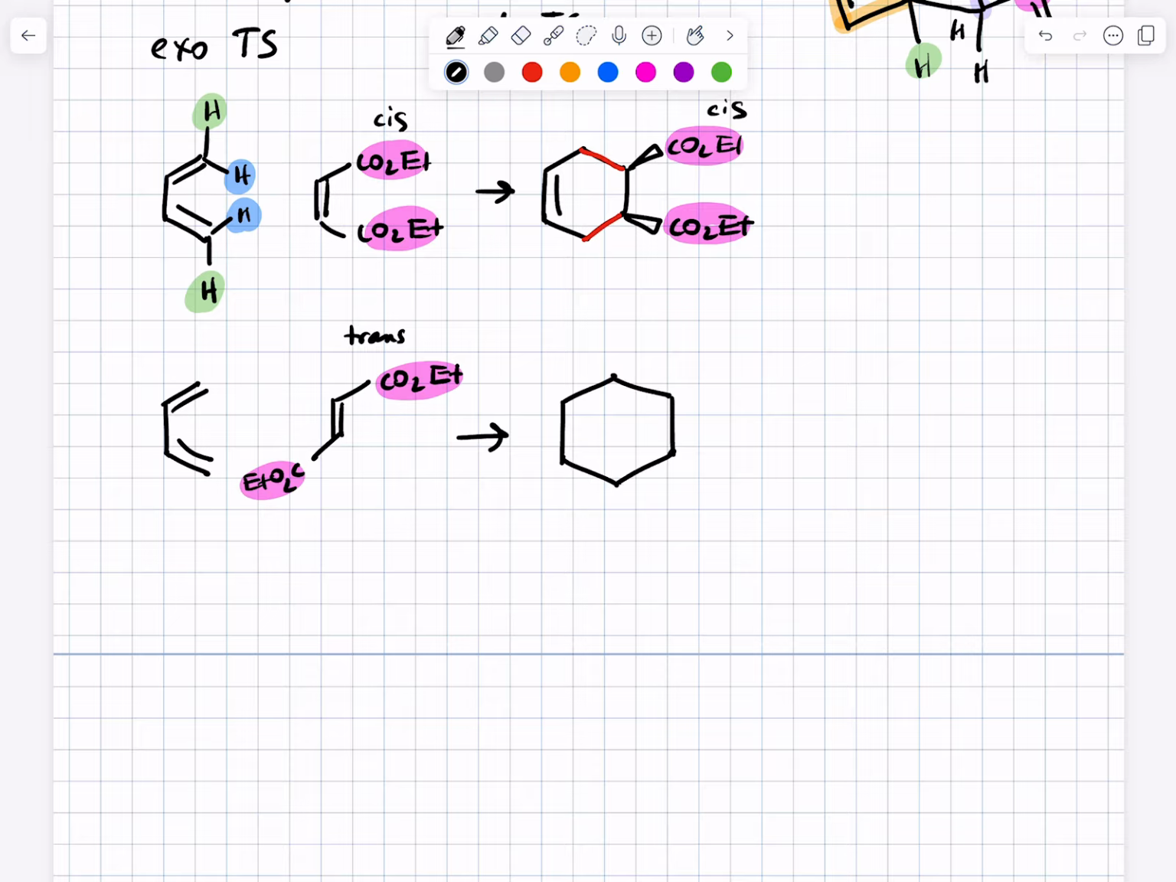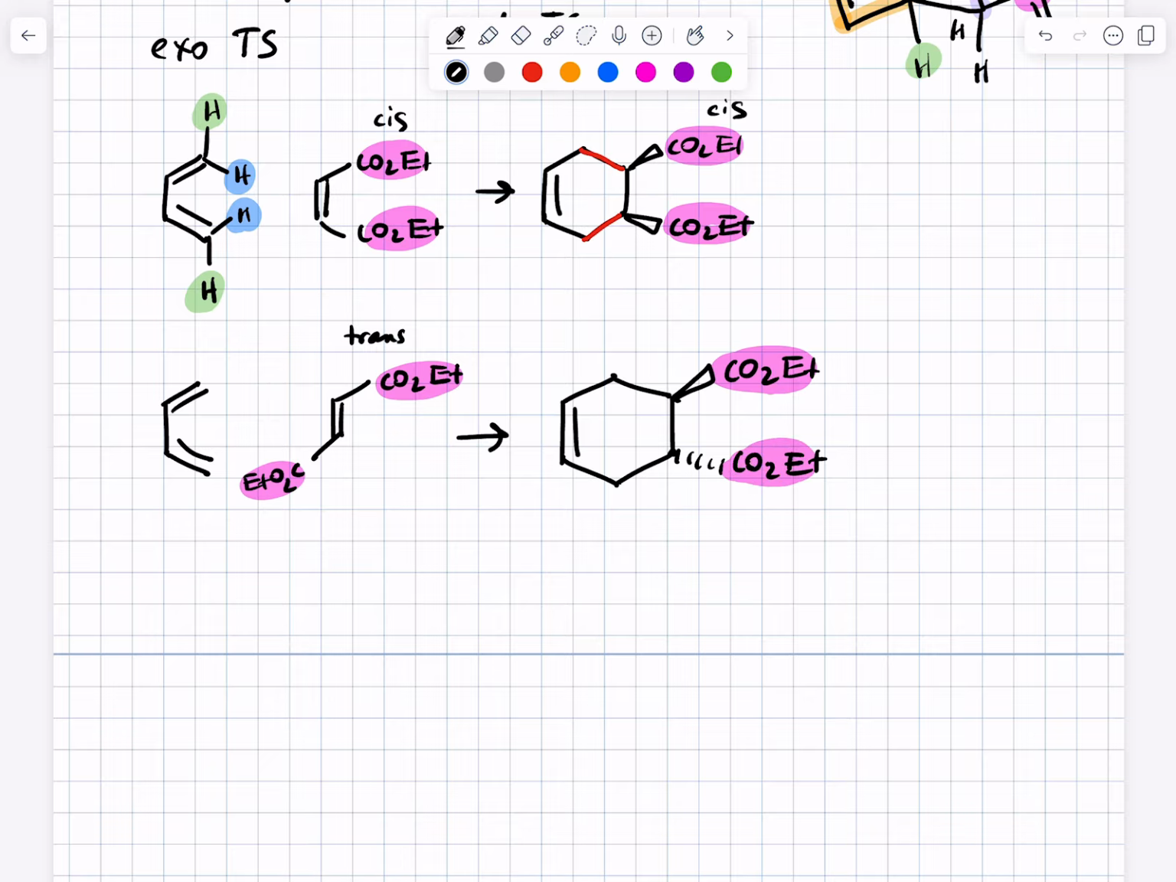I'll illustrate that briefly in a second. So if I choose one of the two pink groups on the dienophile to be a wedge, the other one has to be a dash. They have to be trans to each other.